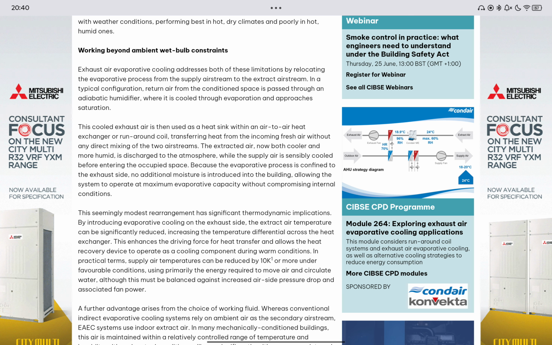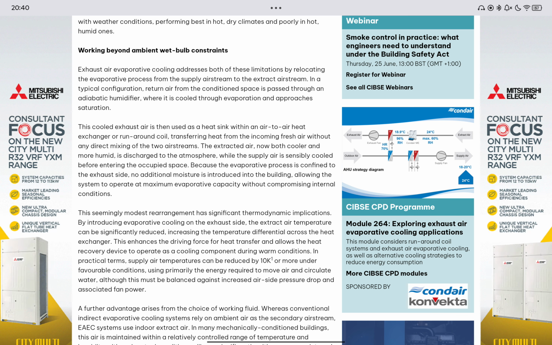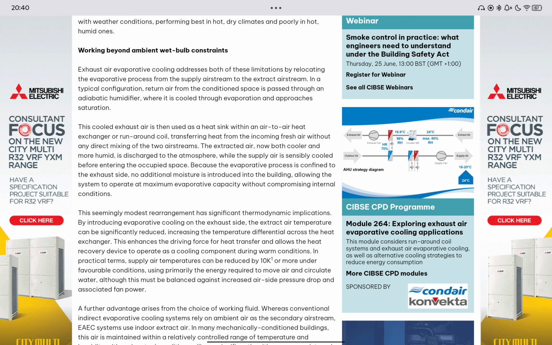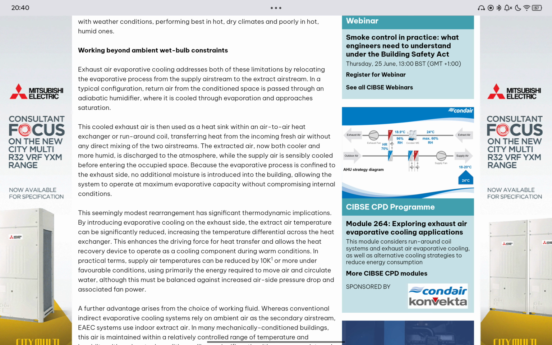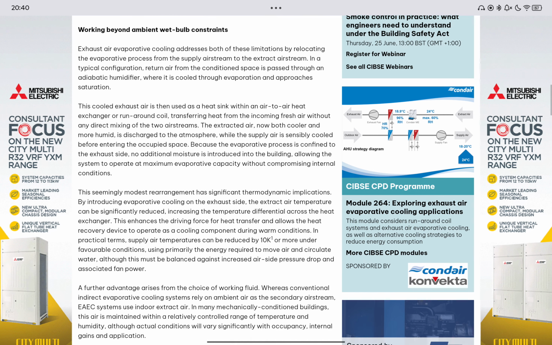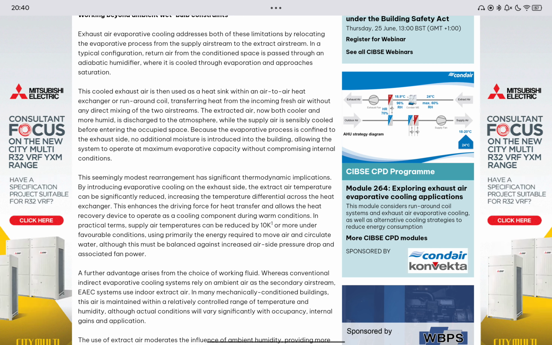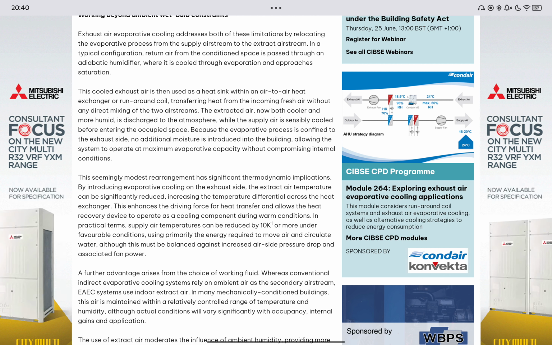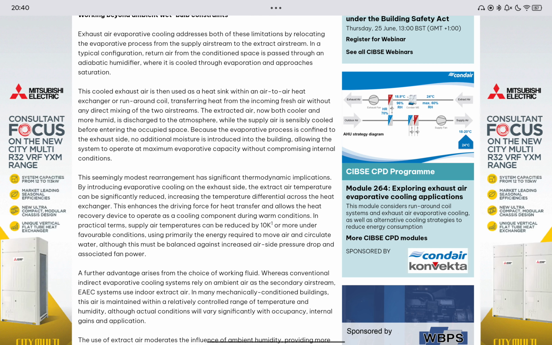Exhaust air evaporative cooling addresses both these limitations by relocating the evaporative process from the supply airstream to the extract airstream. In a typical configuration, return air from the conditioned space is passed through an adiabatic humidifier, where it is cooled through evaporation and approaches saturation. This cooled exhaust air is then used as a heat sink within an air-to-air heat exchanger or runaround coil, transferring heat from the incoming fresh air without any direct mixing of the two airstreams.